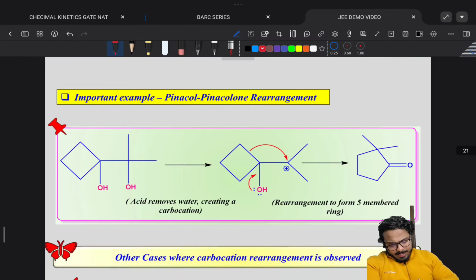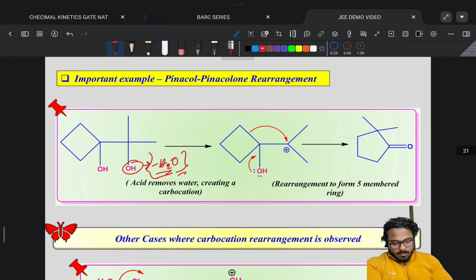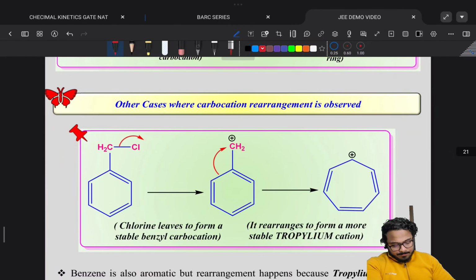Okay, and I added one just for ring expansion. As you can see here, the same procedure will be followed. Water as a leaving group will be removed, and after that this ring will expand, and the positive charge shifts to this position, and the oxygen shares its electron pair to form this pinacolone.